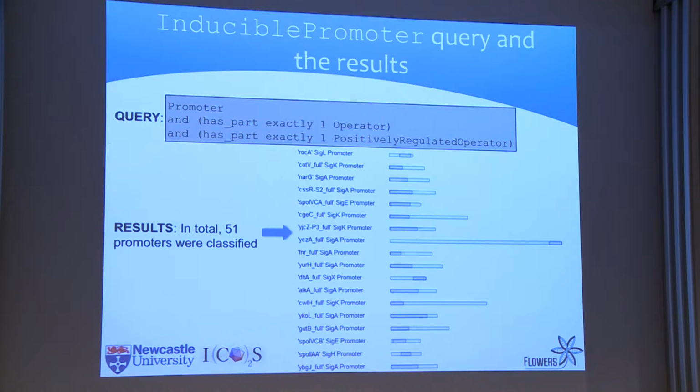And when I submit this whole knowledge base into an ontological reasoner, some of the promoters that I have in my knowledge base would be classified as inducible promoter. And in this case, I had 51 of these promoters classified as inducible promoters. Here we can see a subset of this result, not all of them. The whole box, including the green area and blue area, represents a promoter, and the blue areas represent the binding sites, and the length of the whole box is proportional to the length of a promoter, basically.